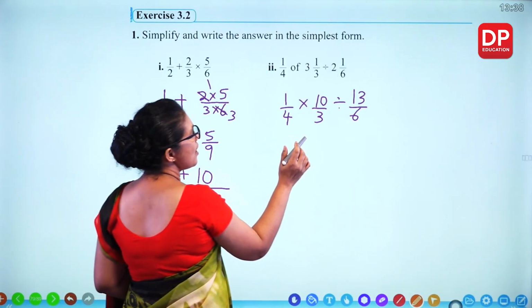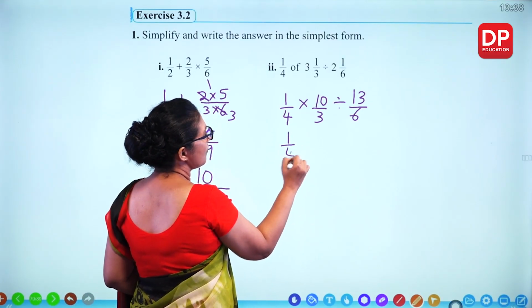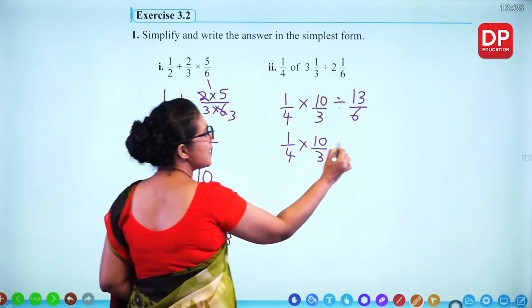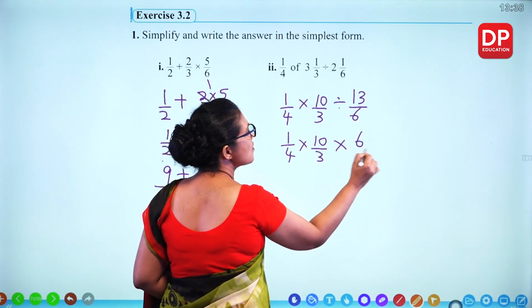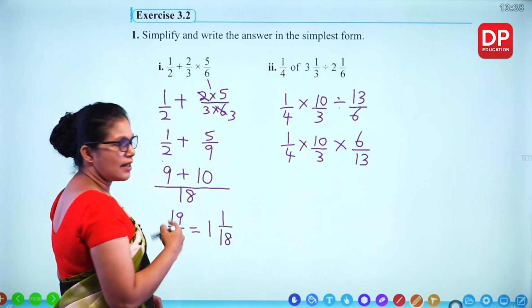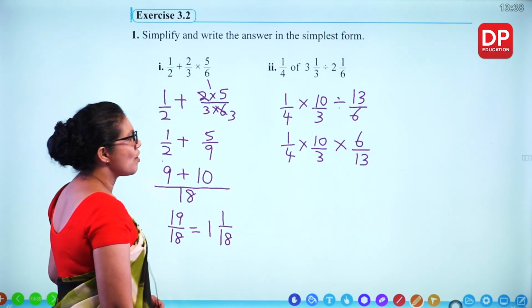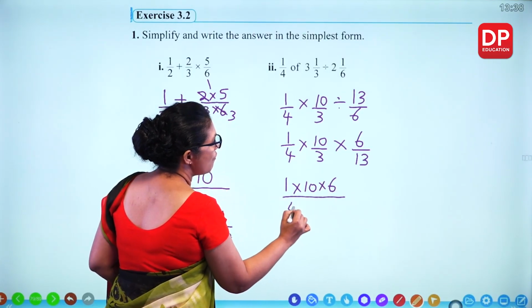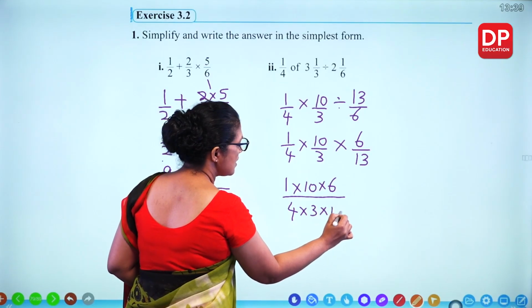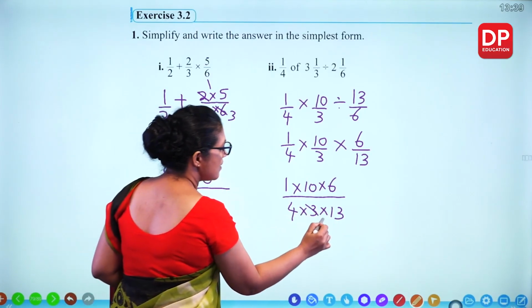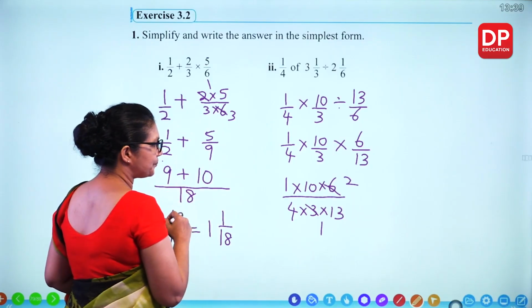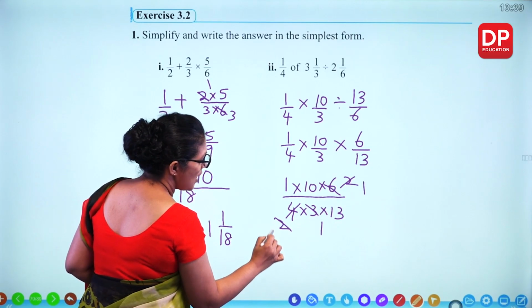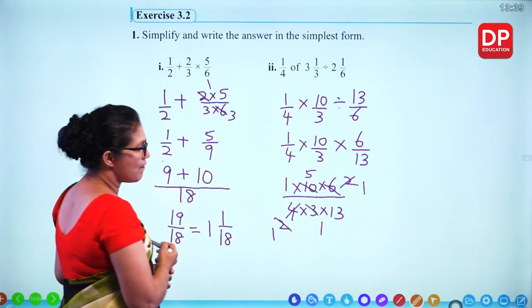So I can do now the other part. Division is multiplication with reciprocal, 6 over 13. Now this is like multiplication of fractions. 1 into 10 into 6 over 4 into 3 into 13. Simplify. 3 times 1, 3 times 2. 2 times 1, 2 times 2, 2 times 1 and 2 times 5.